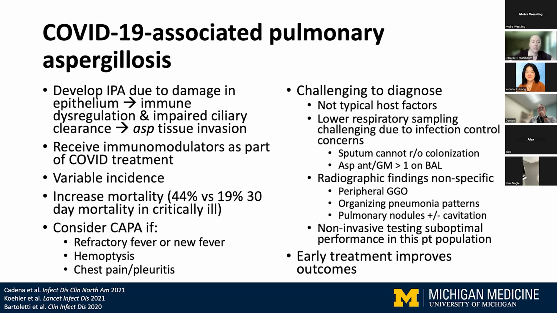But some things to consider for COVID-associated pulmonary aspergillosis are refractory or new fever, hemoptysis, or chest pain in pleuritis in these patients. Again, challenging to diagnose, hard to do a bronchoscopy given the risk of aerosolizing COVID, and sputum cannot rule out colonization. Aspergillus antigen or galactomannan greater than 1 on a BAL sample can be helpful for that.